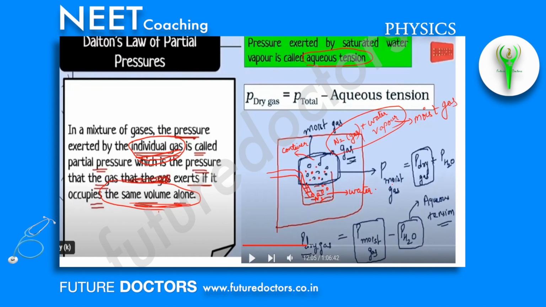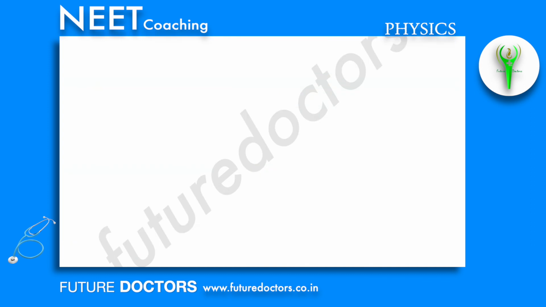So the pressure of moist gas is the pressure of dry gas plus the pressure of water. The pressure of water vapor is called aqueous tension, the pressure exerted by saturated water vapor. So the pressure of dry gas is moist gas pressure minus aqueous tension of water.